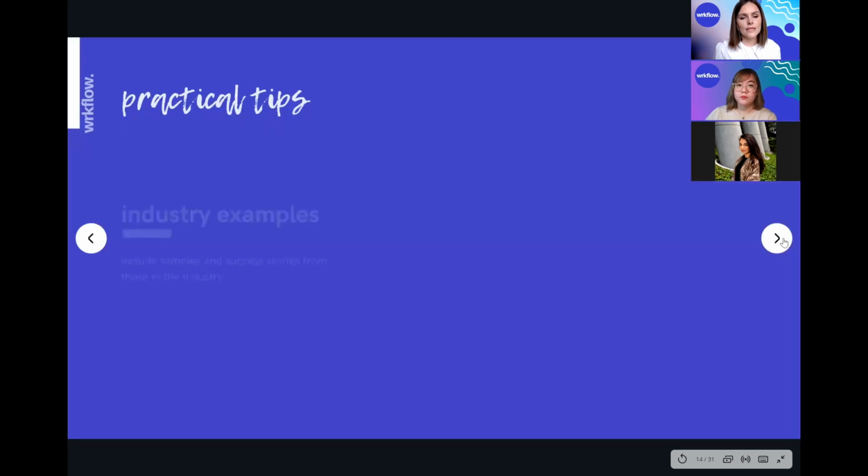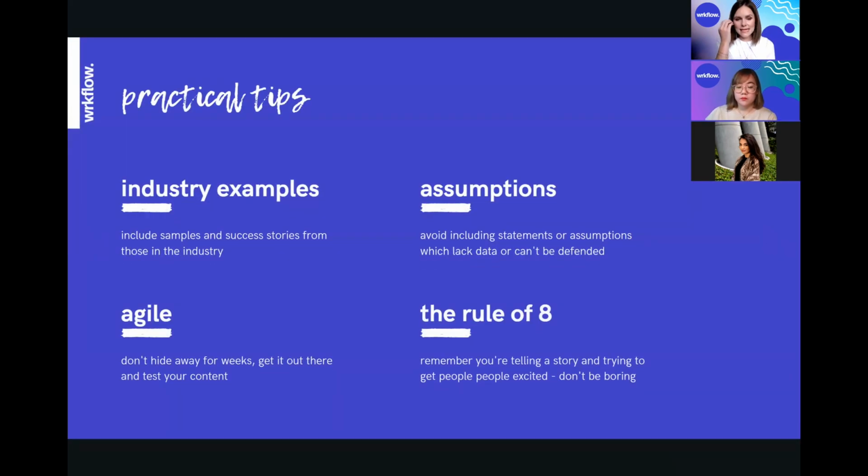So a couple of practical tips here. When you're developing your business case, or you're starting to think about it, do some research and bring in those industry examples. It really brings the problem and your solution to life. So include samples and success stories from those in the industry. This is really powerful, especially if they're your competitors. Saying our competitors did this and this is the return that they reported externally, we should be doing it, will often help with that pitch conversation.